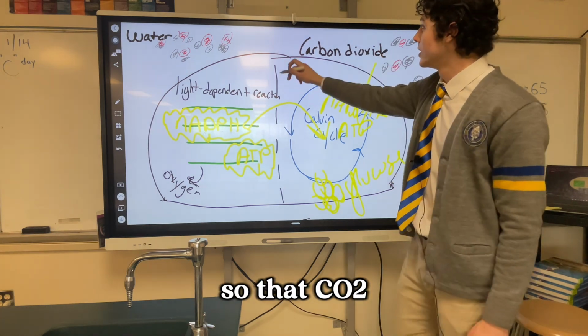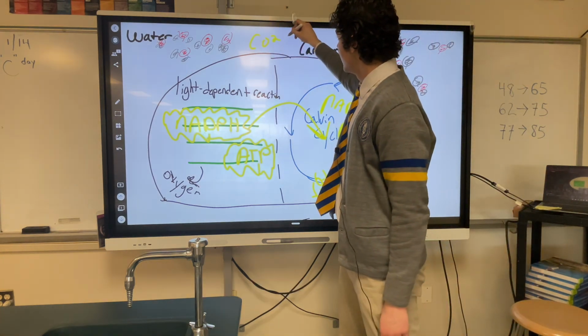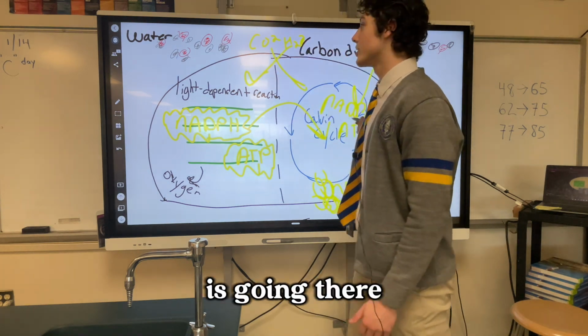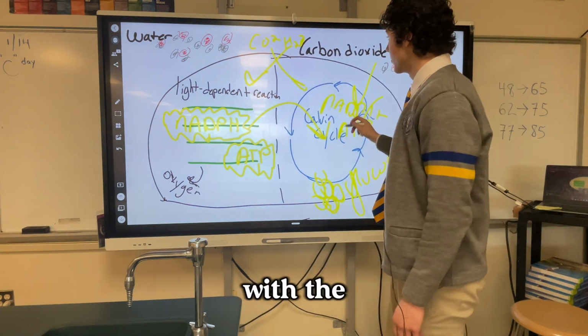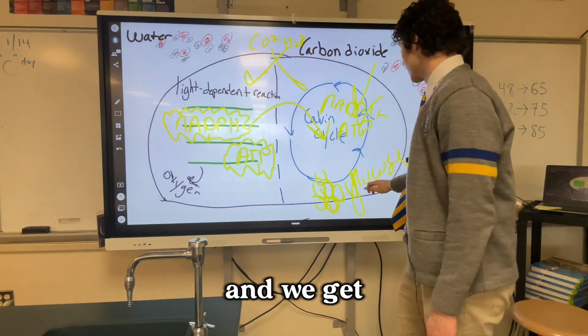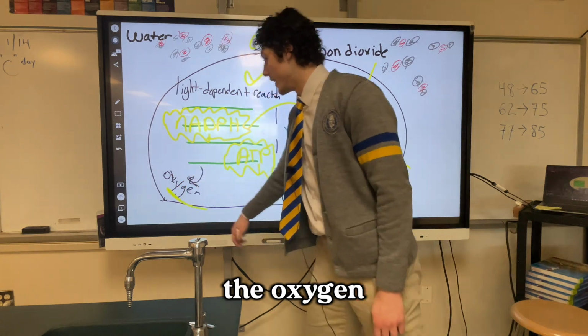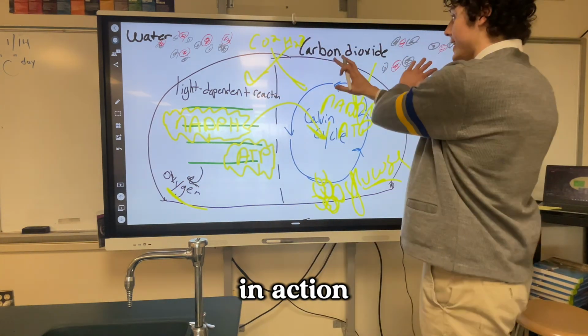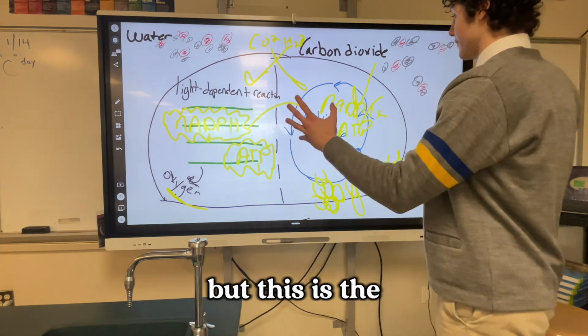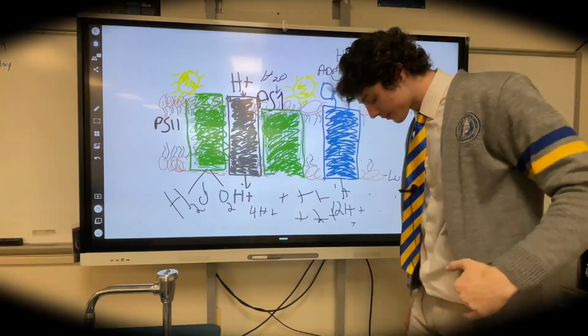So that CO2, right, remember we had here, and then we had the H2O. Well, the CO2 is going here. The H2O is going there. So the water is with the light dependent, the CO2 is with the Calvin cycle, and we get the glucose and then the oxygen. And this is the photosynthesis formula in action. Reverse it, you get cellular respiration, but this is the photosynthesis in action.